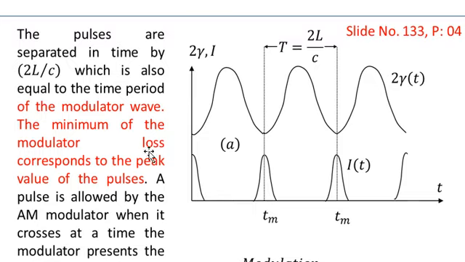The minimum of the modulator loss corresponds to the peak value of the pulses. So when corresponding to the peak value, the minimum of the modulator loss corresponds to the peak value of the pulses, which I have explained: when the loss of the modulator is minimum, you can see that the peak corresponds to that minimum value.